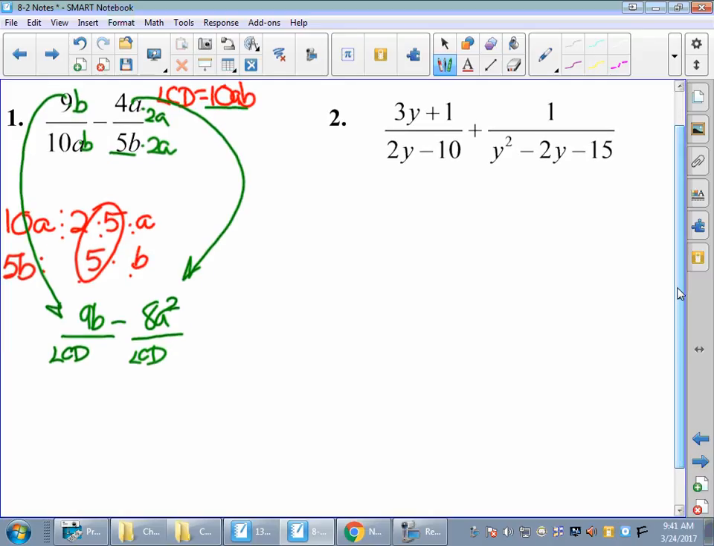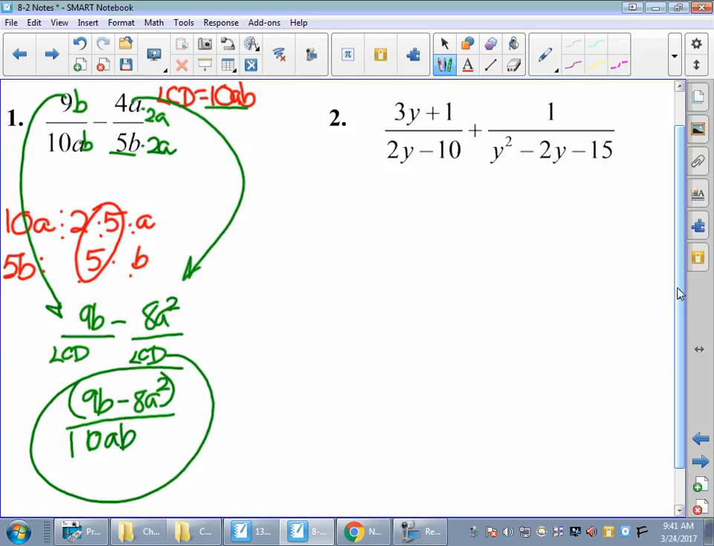Now that I have a common denominator, I'm going to subtract the two numerators, which means I'm just going to write them over as one fraction. Now that we're all done, I don't see anything else that we can do. We cannot combine like terms. I'm actually going to write 10ab as my denominator, so 10ab. You can't cross anything off because this is one whole quantity, so unless we could factor something out, which we can't, we're done. Let's look at number 2.